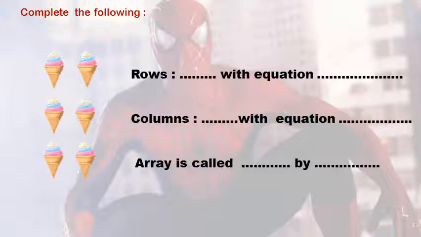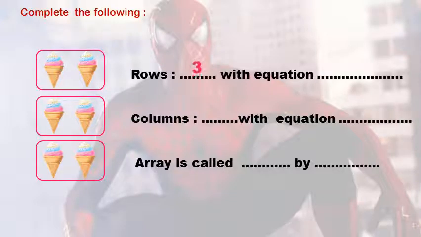Moving to another exercise, I want to know how many rows there are for the ice creams to put my equation. Yes, how many rows do we have here? We have 1, 2, 3. So we have 3 rows. Each row has how many ice creams inside it? Yes, it has 2 ice creams. So we are going to repeat the 2 how many times? 3 times, saying 2 plus 2 plus 2.